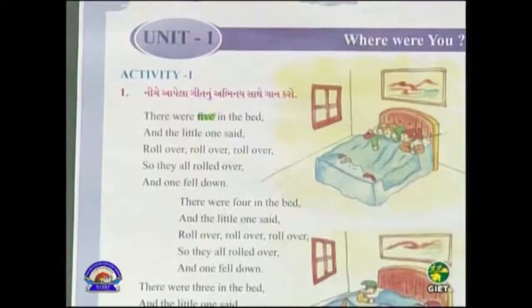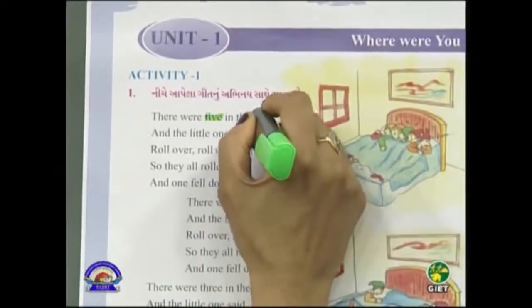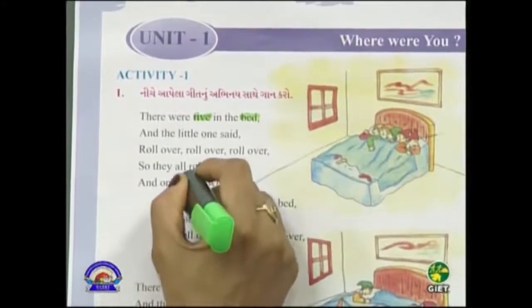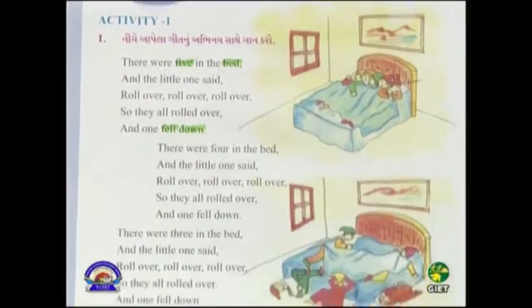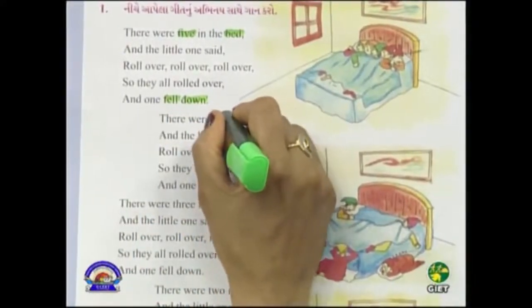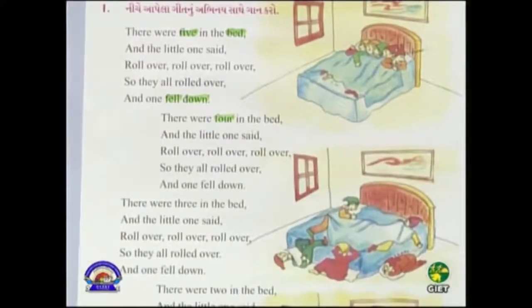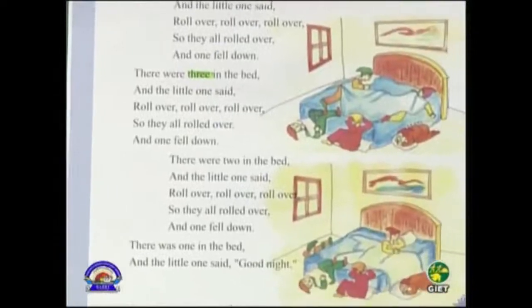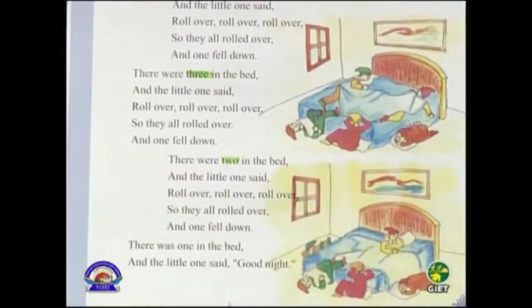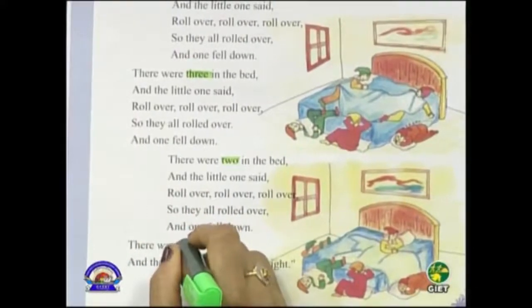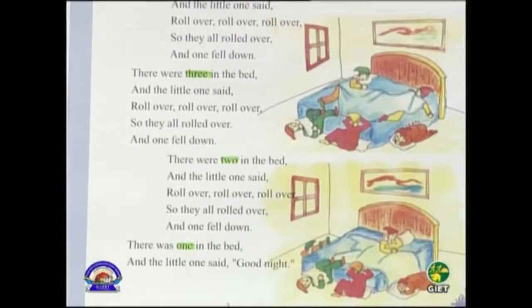Okay. Which words did I stress? Can you tell me? 5. Yes. Another one? Bed. Yes, that's right. Fell. Down. Correct. Next. 4. Very good. 3. Yes. Next. 2. Very good. 1. Yes. That's right. These are the words.